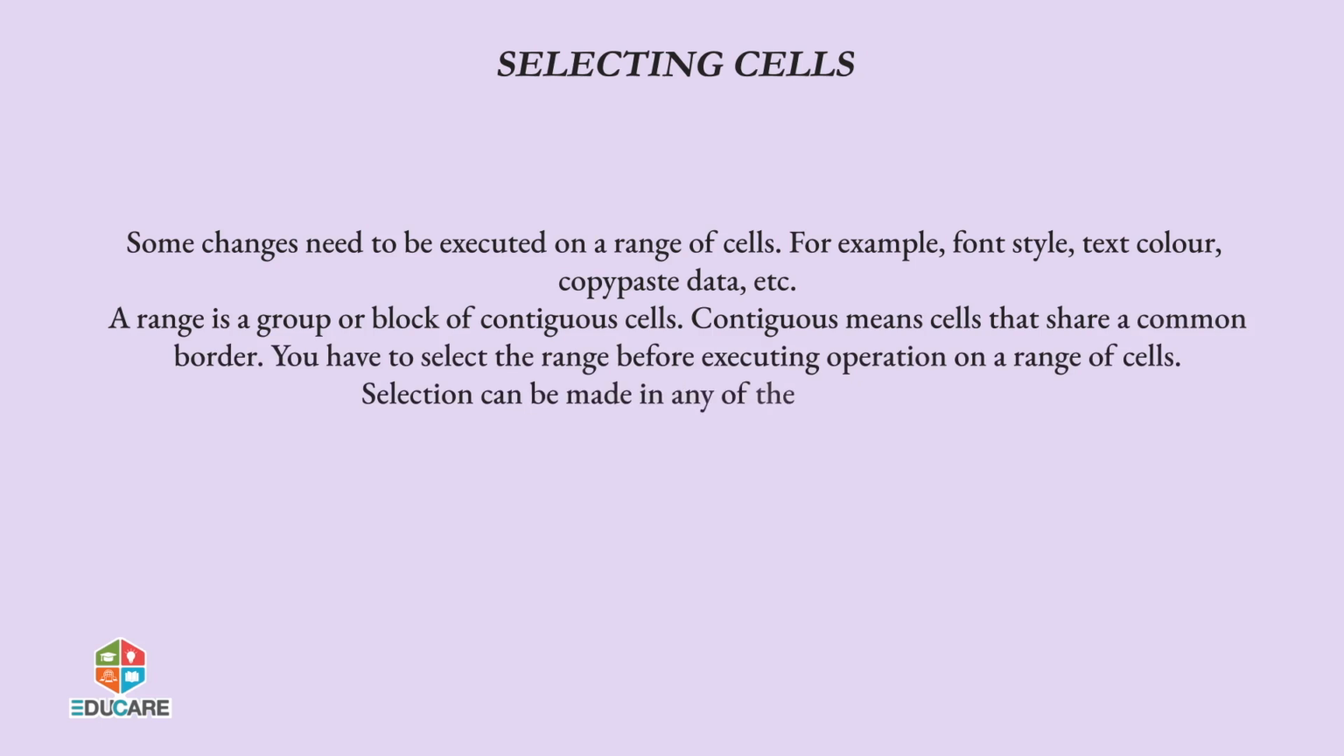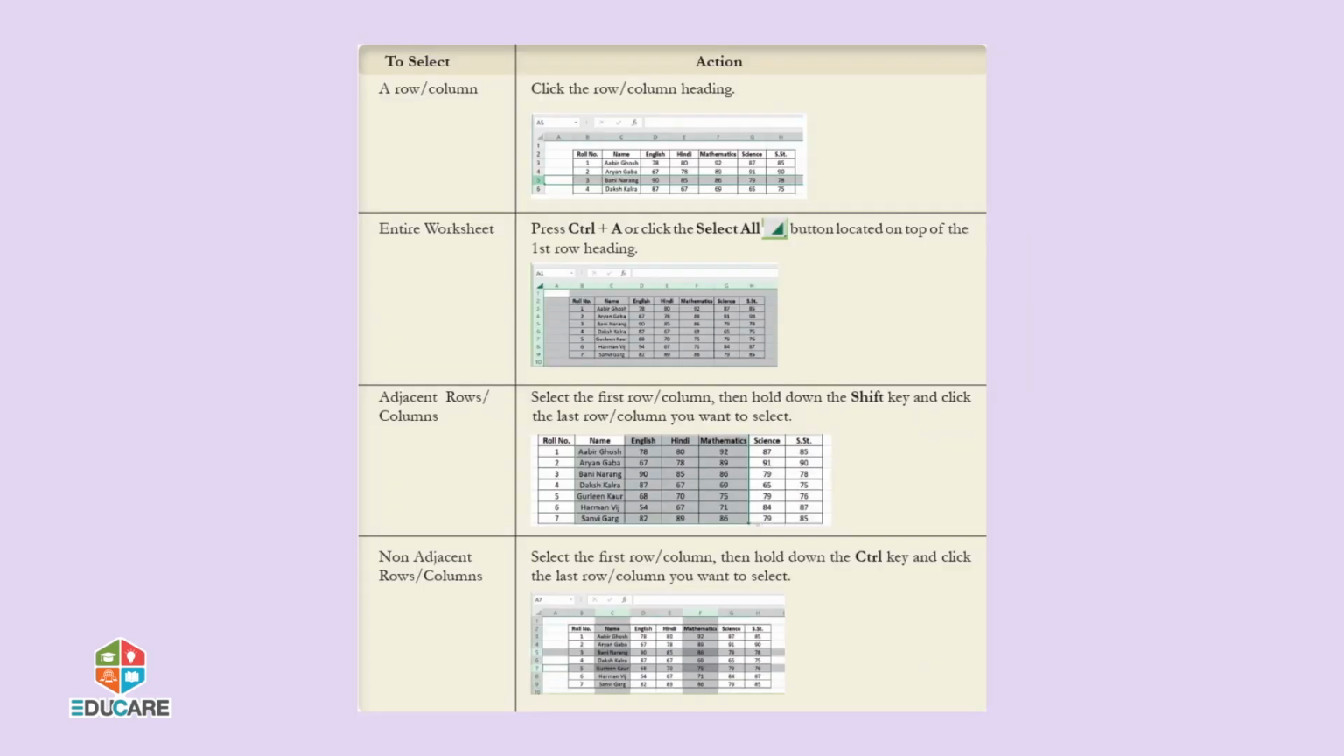Selection can be made in any of the following ways. To select a row or column, click the row or column heading. To select the entire worksheet, press Ctrl+A or click the Select All button located on top of the first row heading. For adjacent rows or columns, select the first row or column, then hold down the Shift key and click the last row or column you want to select. For non-adjacent rows or columns, select the first row or column, then hold down the Control key and click the last row or column you want to select.